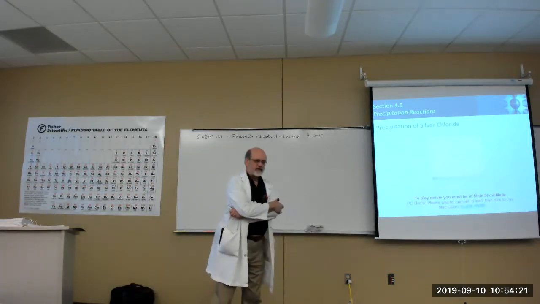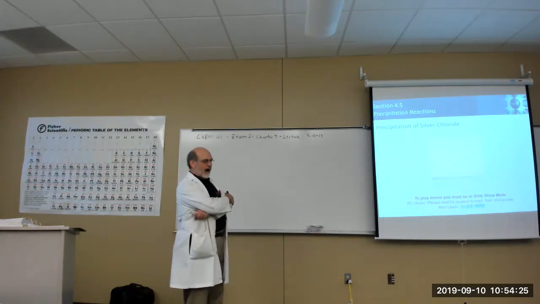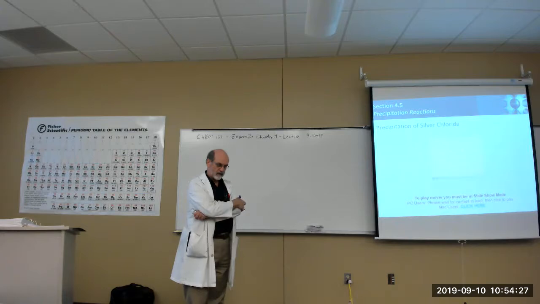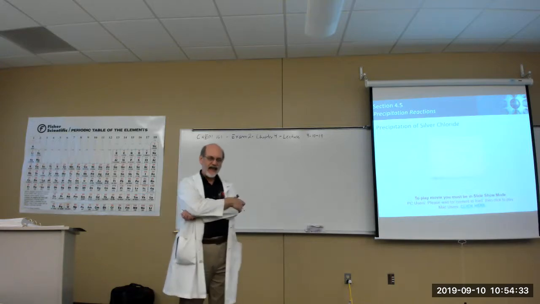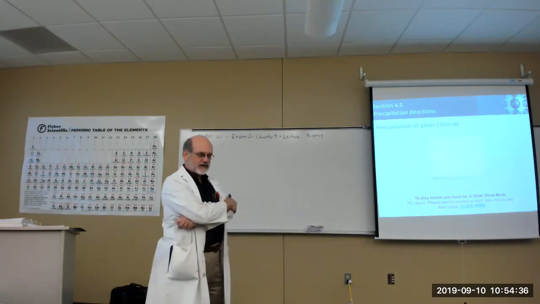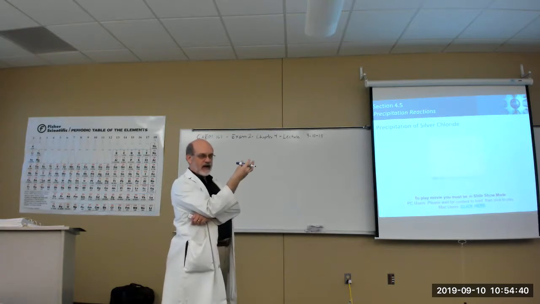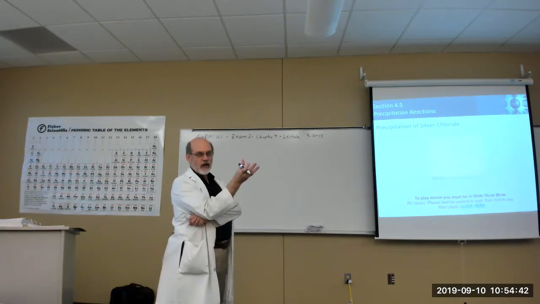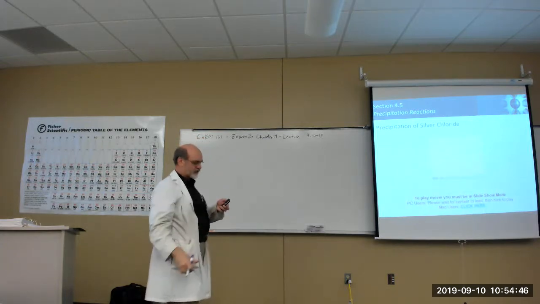So a precipitation reaction begs the question, why does the precipitate form? The simple answer is the attraction between the cation and the anion in the precipitate is much stronger than the attraction of either of the ions for the solvent, or water. That's the short version.